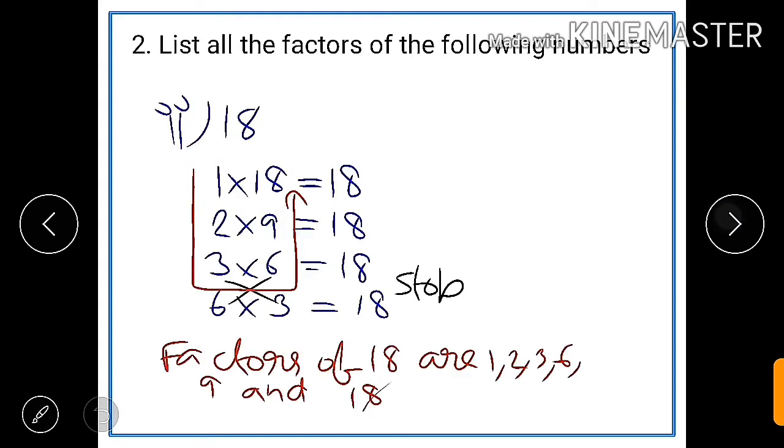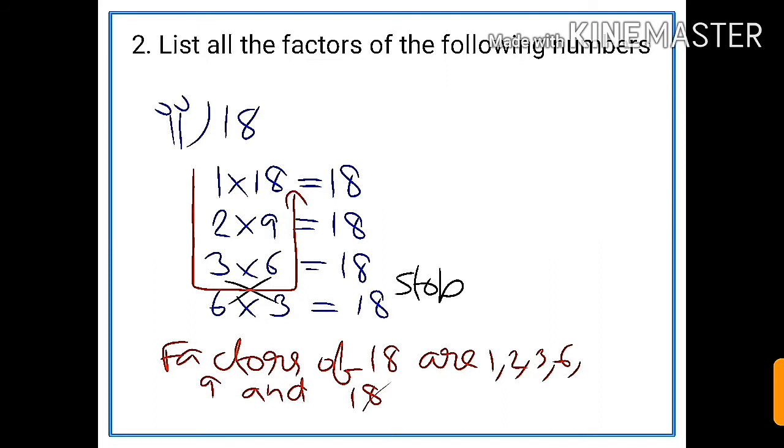Let us see another example. In order to find out the factors of 18, we will follow the same steps which we have followed in case of the previous sum. So first we will find out the numbers which can divide 18 exactly, and we will choose the numbers in ascending order from 1 to 10.